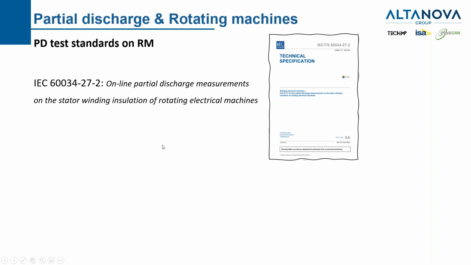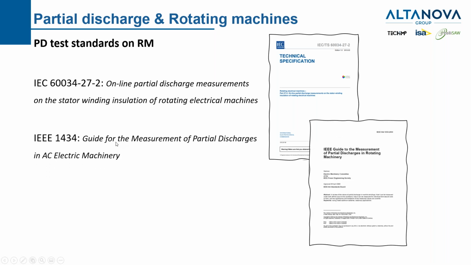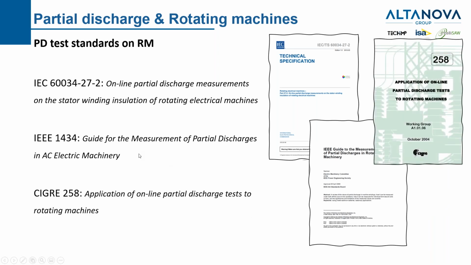In literature we have some guides and standards for rotating machine testing. We have, for example, the IEC 60034-27 Part 2 related to online partial discharge measurement. We have the IEEE 1434, and we also have the CIGRE 258, application of online PD test to rotating machines.